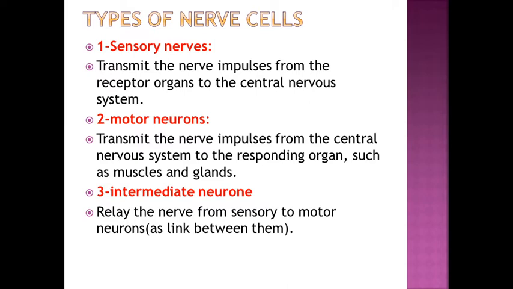The intermediate neuron, and the neuron means the nerve, is the relay between the sensory and the motor neurons. It's the place where they meet, when the sensory neuron and the motor neuron meet at a link called the intermediate neuron.